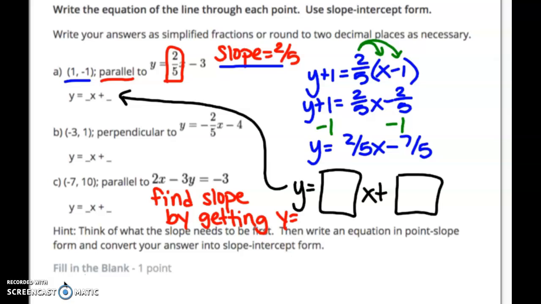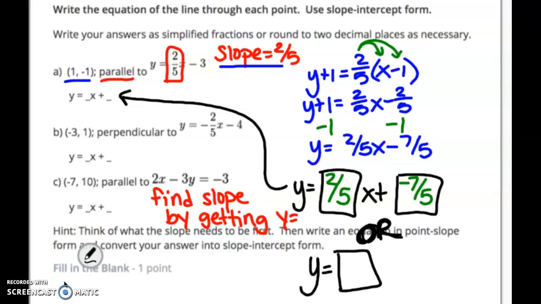What I do want to point out is when you're putting it in for the blanks, you need to include the negative with that 7 fifths, for full credit, and it's just fine, fraction or decimal. If you fill in y equals 2 fifths is 0.4, so 0.4 x, and then negative 1 point, or is it?